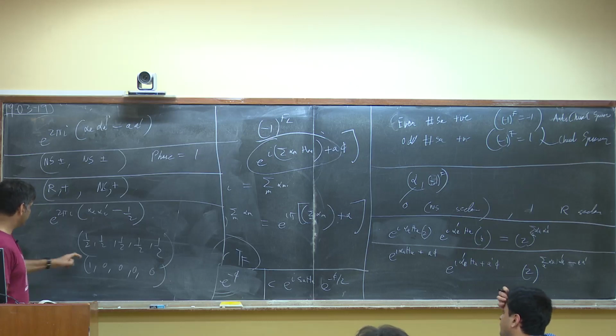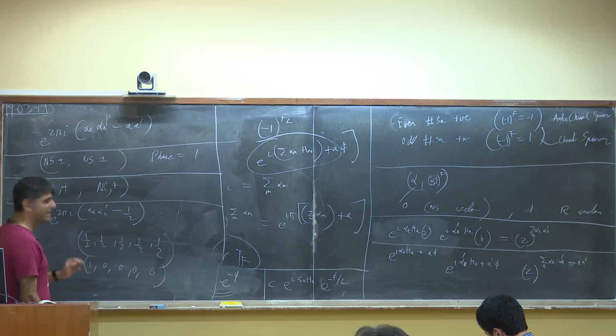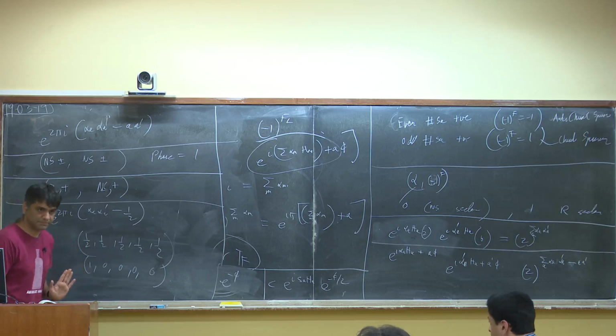Okay? So in this case, what are we going to get? We're going to get 1 into half minus half. So this once again will give us 0.